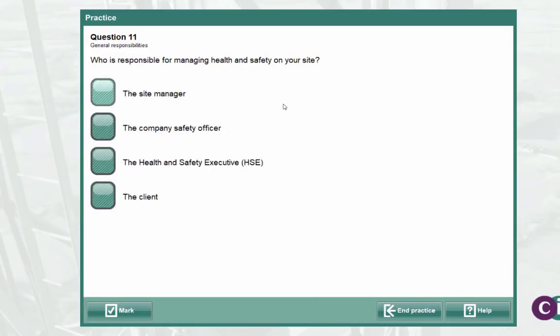Who is responsible for managing health and safety on your site? The site manager, the company safety officer, the Health and Safety Executive, HSE, the client.